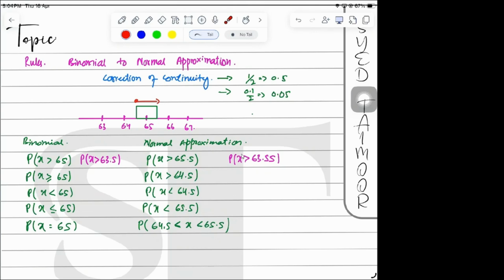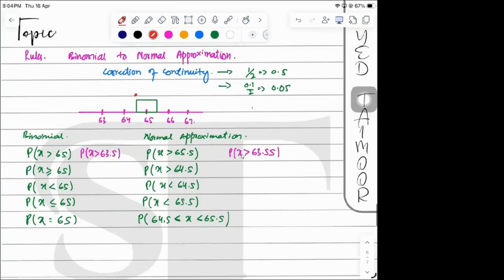And when they were telling you less than 65, what does it mean? If they are telling you less than 65, it means that 65 is not going to be included, because you have to go on the left hand side, so you will keep on standing over here and you will go in that way. So it will be 64.5. You can see it over here.